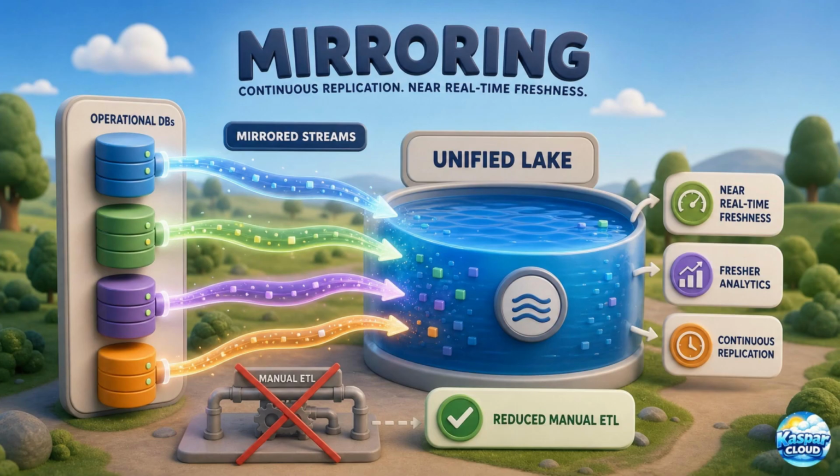Mirroring is another important data movement and replication capability within Microsoft Fabric. Instead of building and maintaining traditional extraction and ingestion pipelines, mirroring continuously replicates supported operational data sources directly into OneLake with minimal manual ETL management. This allows analytics teams to work with fresher operational data while reducing pipeline complexity and maintenance overhead.